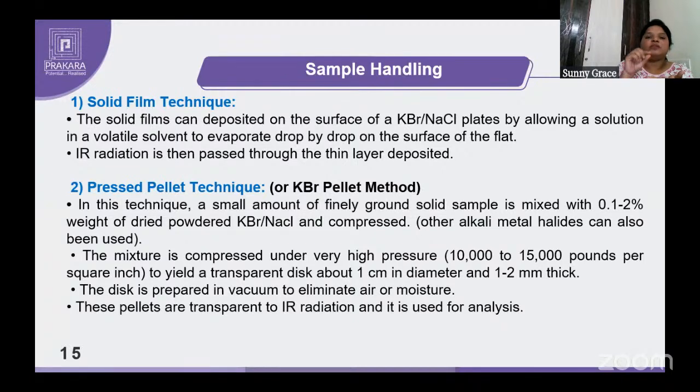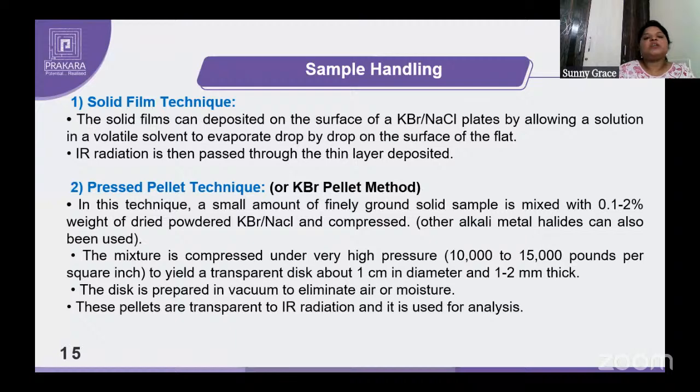That is, the sample is mixed in a volatile solvent and you place a drop of it on that plate. Then you allow the solvent to vaporize. Because it's volatile, obviously it will vaporize after some time. Once it vaporizes, it forms a thin film on the solid plate which you have taken. Now you pass the IR radiation onto this sample and it goes for the detection. Okay, that is how you do the solid film technique.